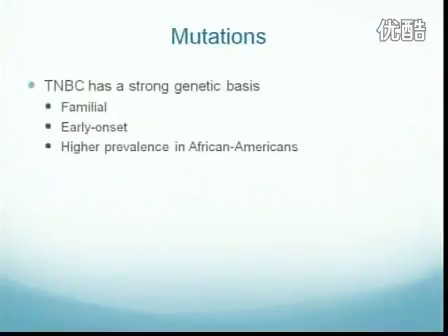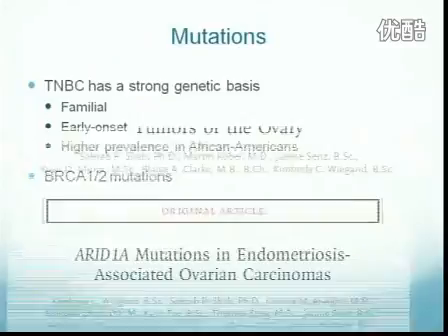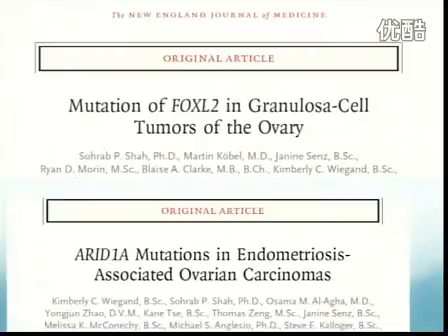I'm going to go quickly through the rest of this. The other nice thing about RNA-seq is the ability to detect mutations. Triple negative is a great cancer for detecting mutations because we know that TNBC tends to be familial, has an early onset of disease, which tends to have more genetic basis, and has a higher prevalence in African Americans, lending more genetic basis to it. We already know that BRCA1 and 2 mutations tend to be triple negative, again lending evidence to the role of mutations in this disease.